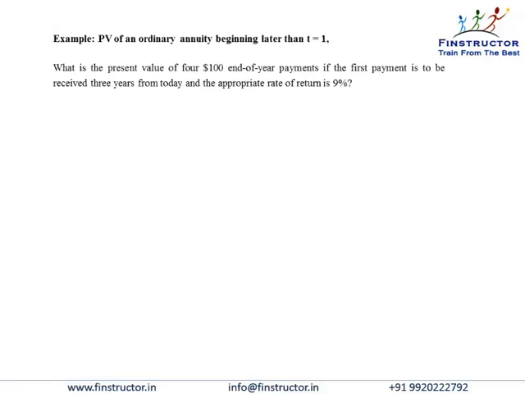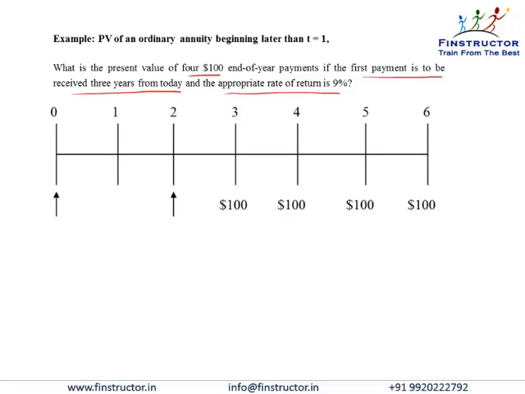So we'll now start to complicate things a little bit. The question says, what is the present value of $4 end of year payments if the first payment is to be received 3 years from today and the appropriate rate of return is 9%. So let's try to draw the timeline for this question first and see how our cash flows are coming.